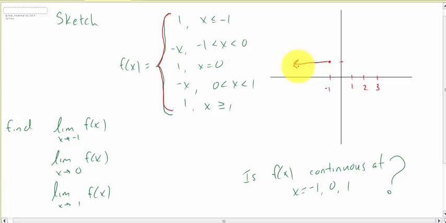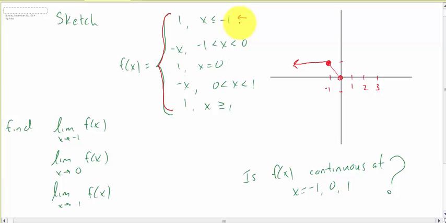Between -1 and 0, our graph is -x. So y-intercept of 0, slope of -1. So it looks like that. And this would be an open dot. This would technically be an open dot too, but it got filled in by the first part right here.